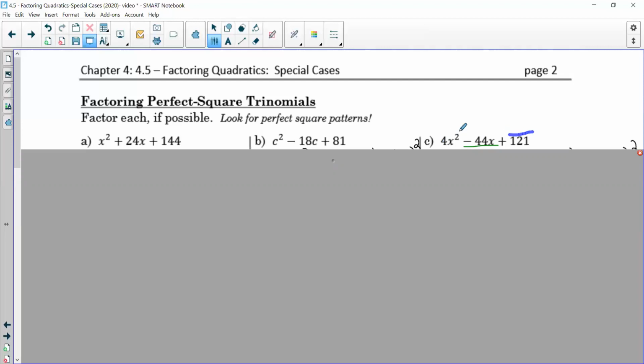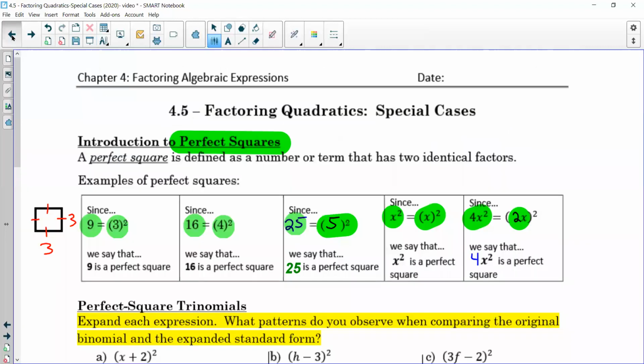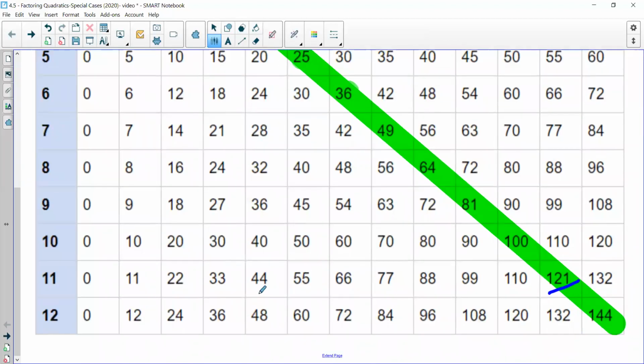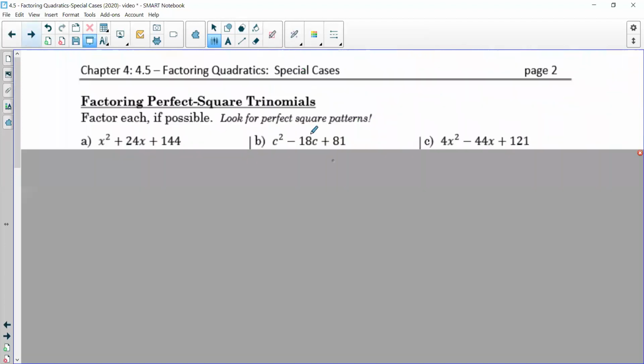So is this a perfect square? Well, yes, it is. 4 is a perfect square, and x squared is a perfect square. Is 121 a perfect square? Now that's somewhat challenging, but again, you can always refer to the times table if you have to. There it is there. 121 happens to be 11 times 11. So it does fit. That's a perfect square, and that's a perfect square, but we need to check this middle part, see if it fits that doubling pattern.